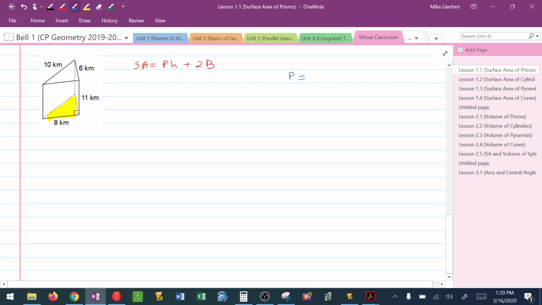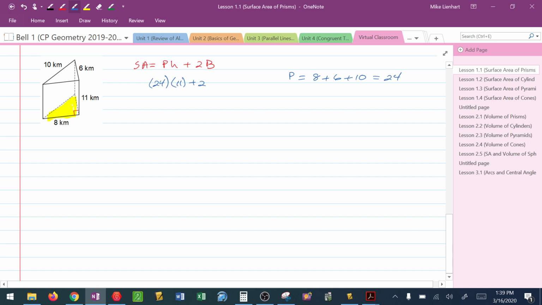Let's take a look here. 8 is definitely one of the sides. Now I don't know this side measurement down on the bottom, but if I look up to the top to the other base, I see it's 6, and the hypotenuse here is going to be 10. That gives me a perimeter of 24. Now, what does H represent? How do you connect one base to the other? Well, that's going to be 11 between the bases.